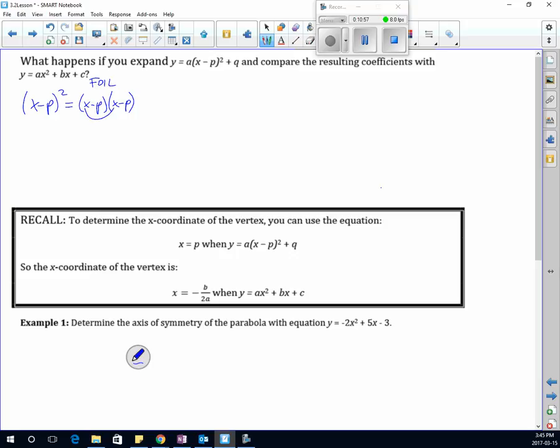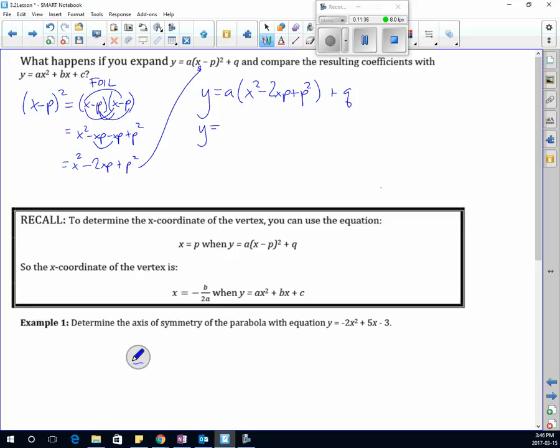So x times x is x squared. Outer we get minus xp, inner we get minus xp, and last we get plus p squared. So if I combine the middle two terms, I get x squared minus 2xp plus p squared. So now I'm going to go back and put it back into there. So y equals a bracket x squared minus 2xp plus p squared, plus q.